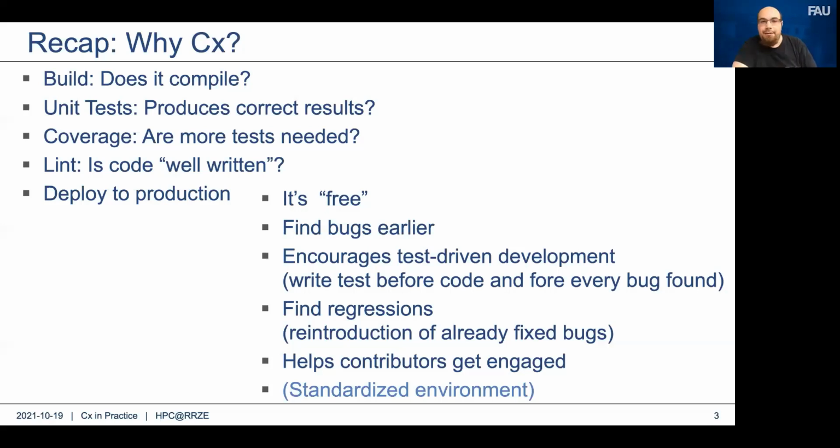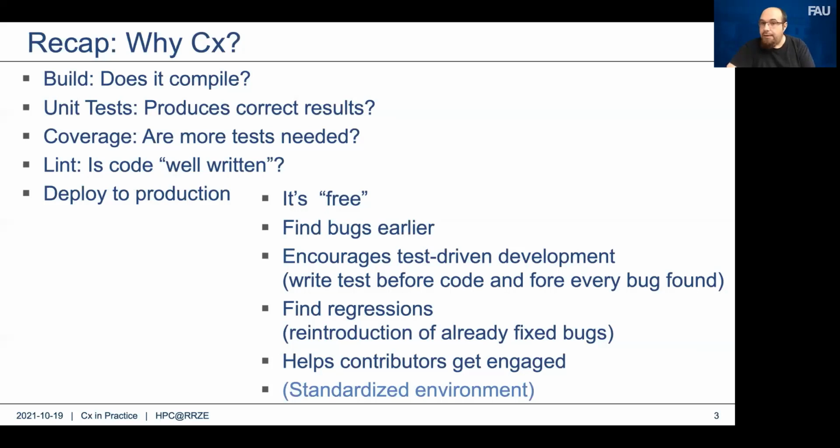Linting is like getting some well-written code in the end. So it's formatting the code or showing you where you have formatting problems in your code, and deploying to production. It's basically free, so it comes with most development platforms. GitHub has CX, GitLab has CX, but also Bitbucket and all the other vendors on the market. It helps you to find bugs earlier.